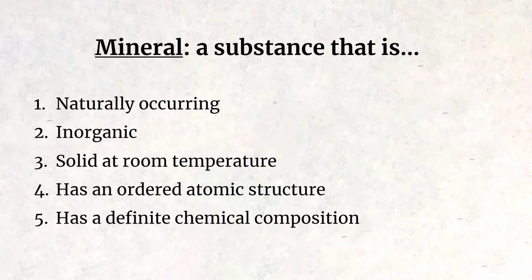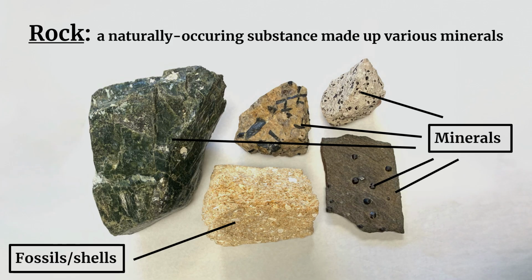Geologists define minerals as substances that are naturally occurring, inorganic, solid at room temperature, have ordered atomic structures, and definite chemical compositions. But before we continue, we need to address the difference between a rock and a mineral. A rock is a naturally occurring substance made up of various minerals. It's also important to note that rocks can also include fossils and shells.